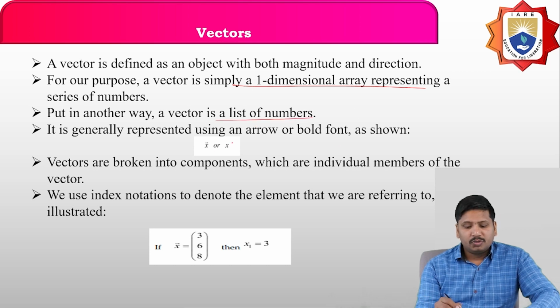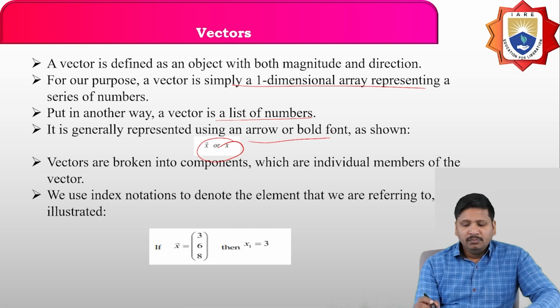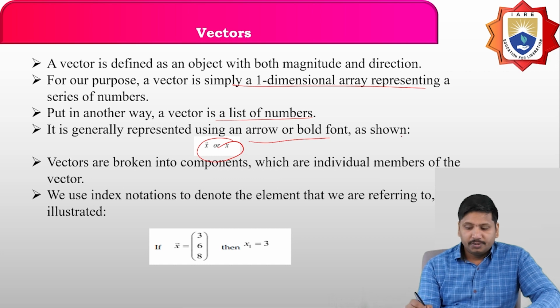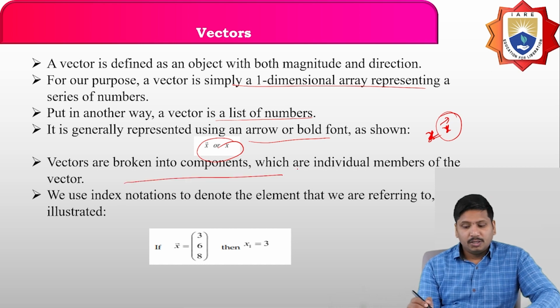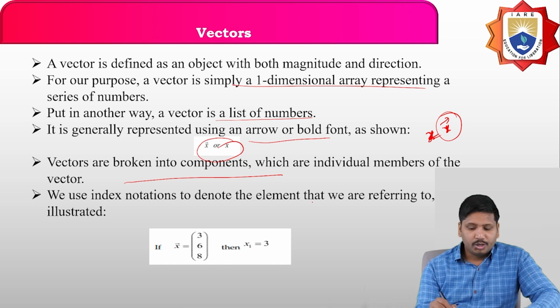Normally this should be represented as a symbol with an arrow or bold font. So if I write it with a bold font, or represent it with an arrow, this should be the indication of the vector. Normally these vectors are broken into components, which are individual members of the vector. You can use notations like this: the vector x should be written like this.